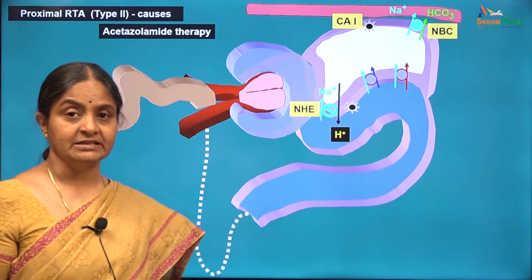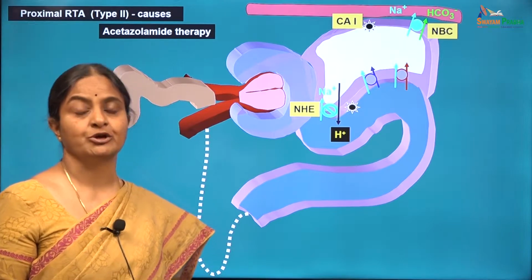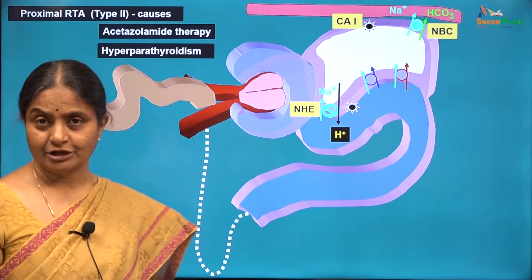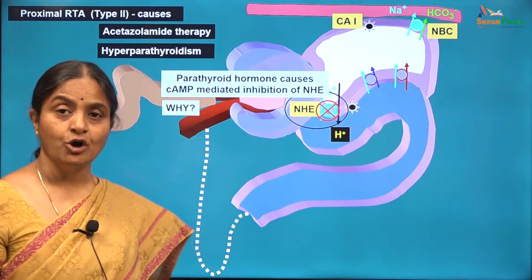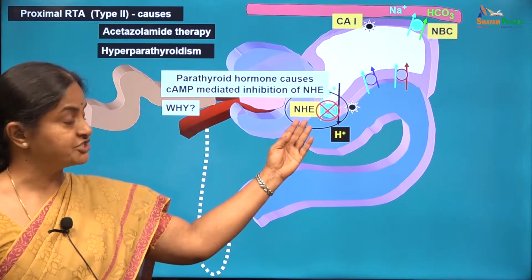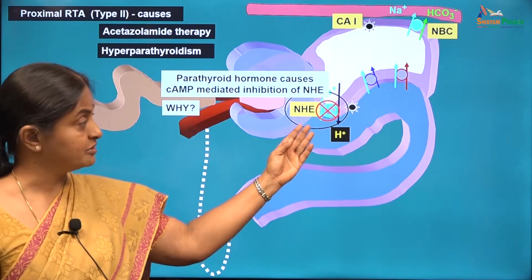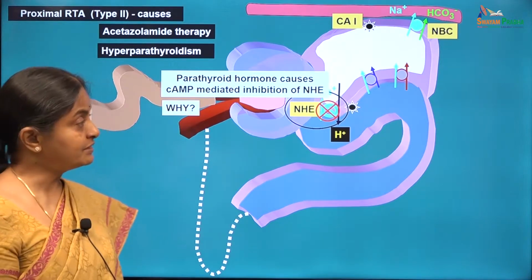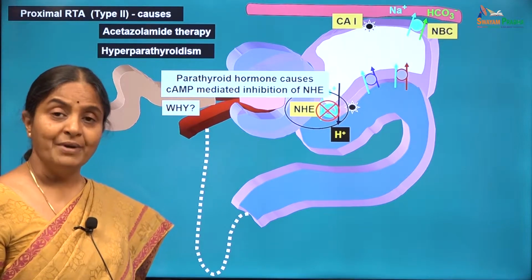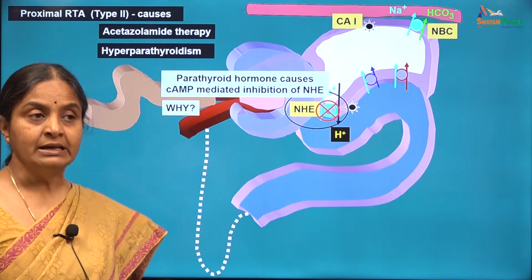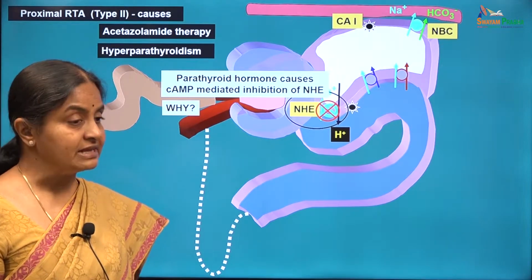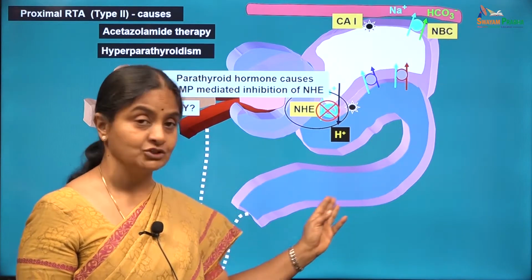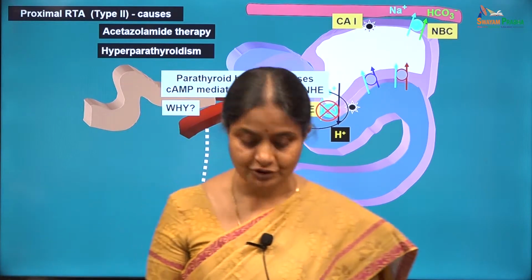A second state in which bicarbonate reabsorption in the proximal tubule may be affected is hyperparathyroidism. Parathyroid hormone can inhibit the sodium hydrogen exchanger in the luminal border, which is responsible for extrusion of protons. Now, why should parathormone inhibit the sodium hydrogen exchanger? A better known function of parathormone in the proximal tubule is inhibition of the sodium phosphate cotransporter, thereby inducing phosphaturia. And why should it induce phosphaturia?